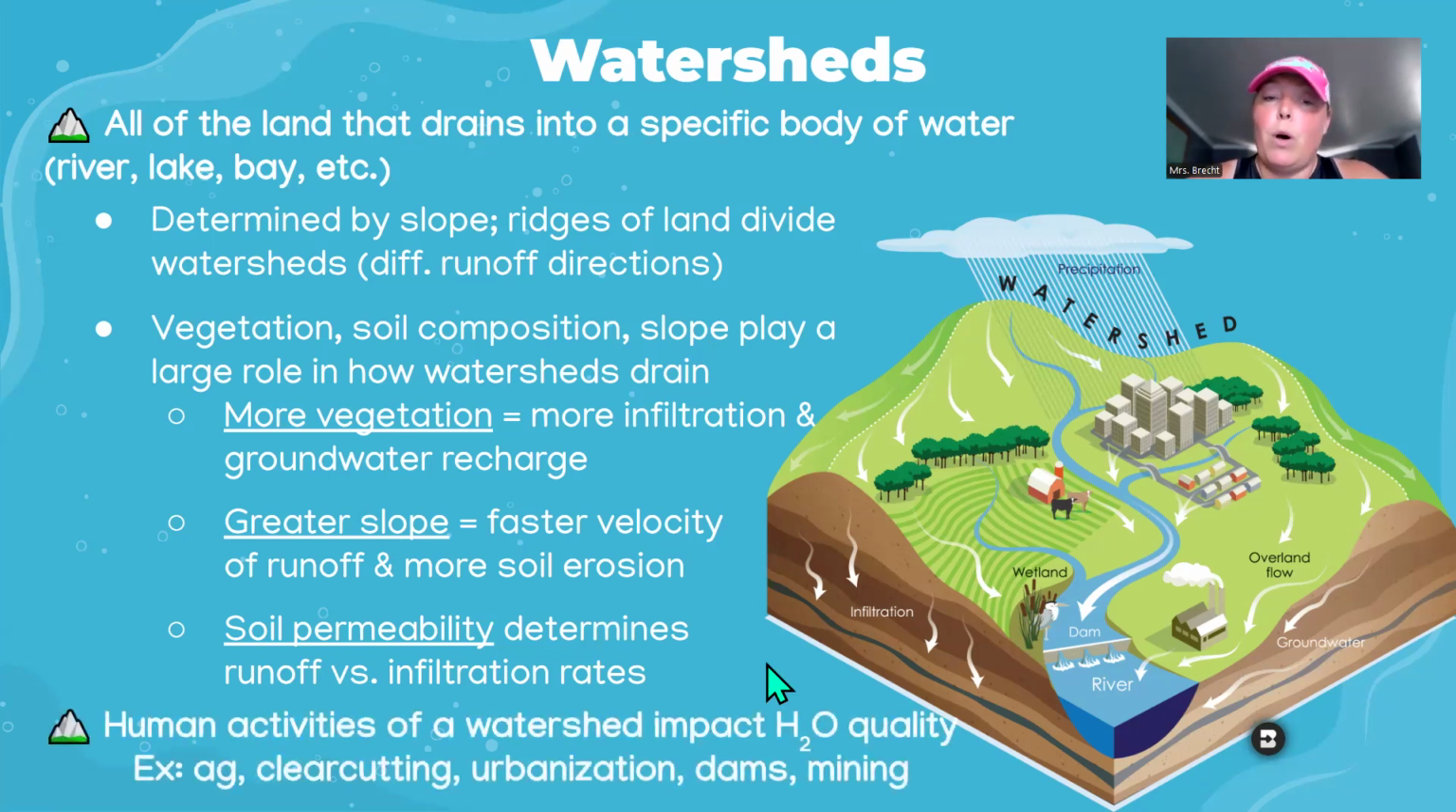Human activities in a watershed can also impact water quality. So, the types of agriculture that are there, if you have cities, clear cutting, urbanization, dams, mining, construction happening around it, all of those things can impact the quality of the surface water. Okay. So, when we talk about watersheds, we're focusing really on the surface water, not necessarily the infiltration of the groundwater.